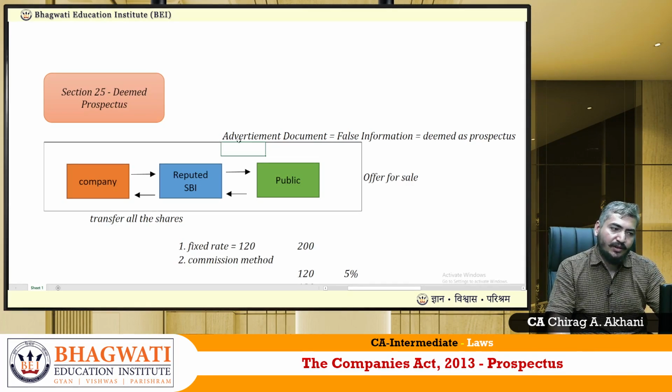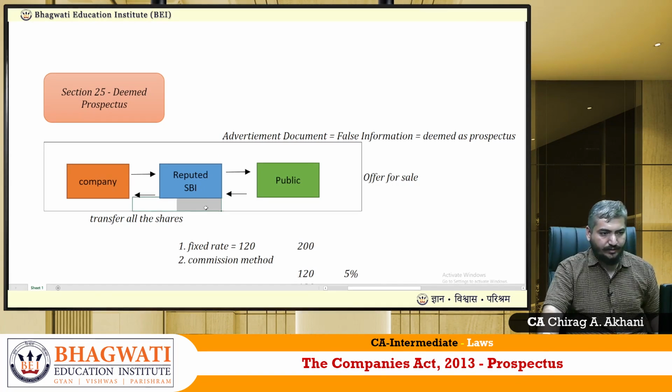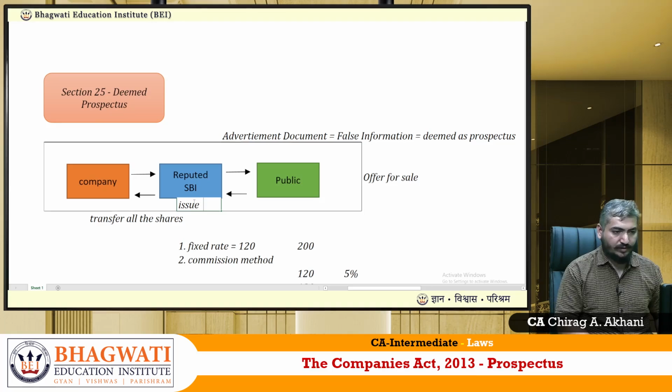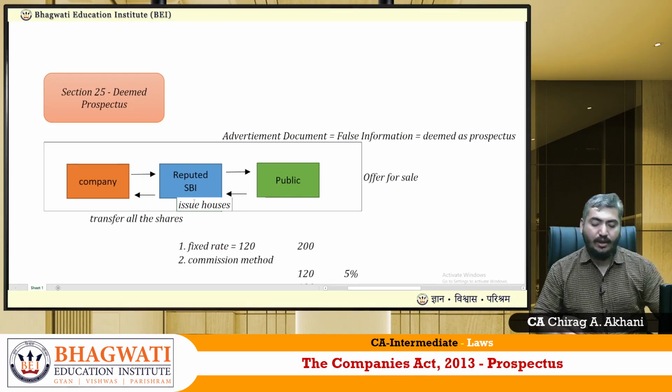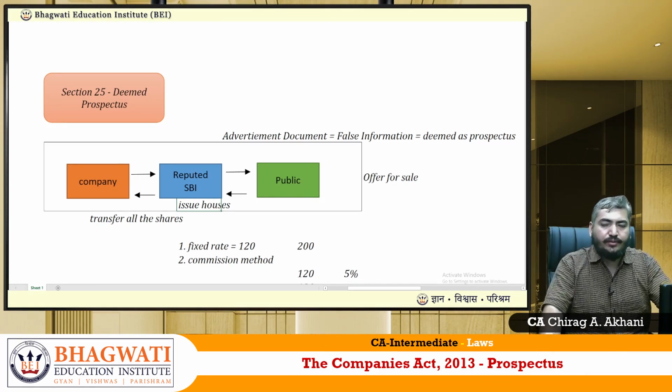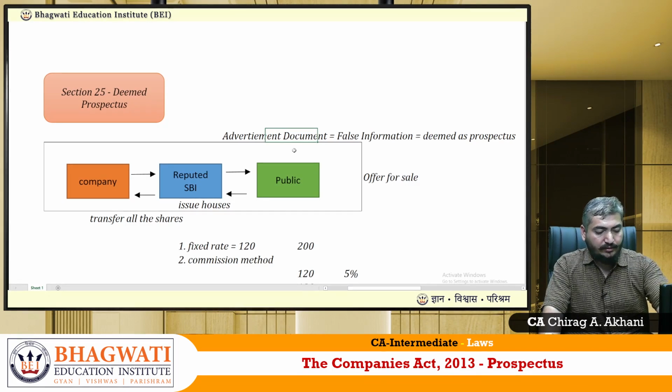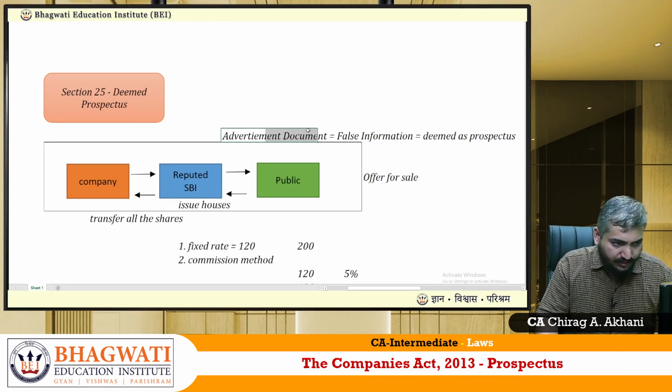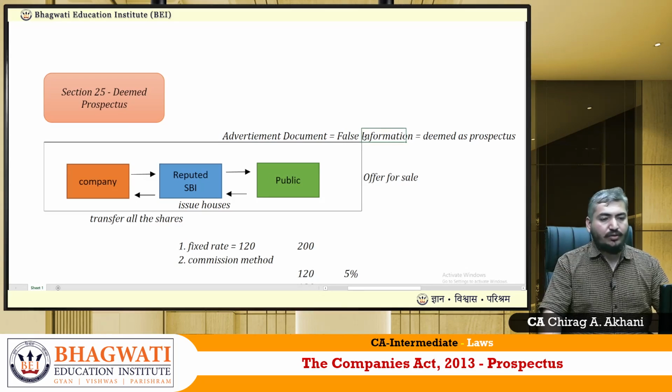And therefore, students, even if it's not issued by the company itself but by some intermediary, technically this intermediary in our corporate law is known as issuing houses. Got it? So, students, this is known as a deemed prospectus. And all the provisions of the entire chapter apply to the deemed prospectus as well. And therefore, if the deemed prospectus or this advertisement document contains any false or misleading information, then obviously section 447 will apply.